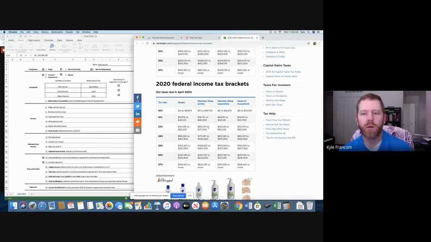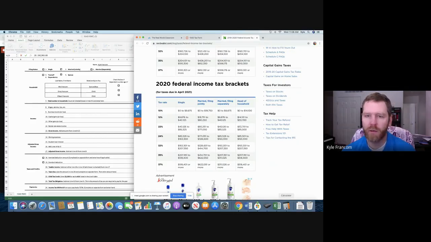You could contribute to your 401k. That would reduce it if you were above that threshold. You could put money into your health savings account if you had one. That could potentially put you into a lower tax bracket. But everybody here, I believe, will be in the 12% tax bracket.